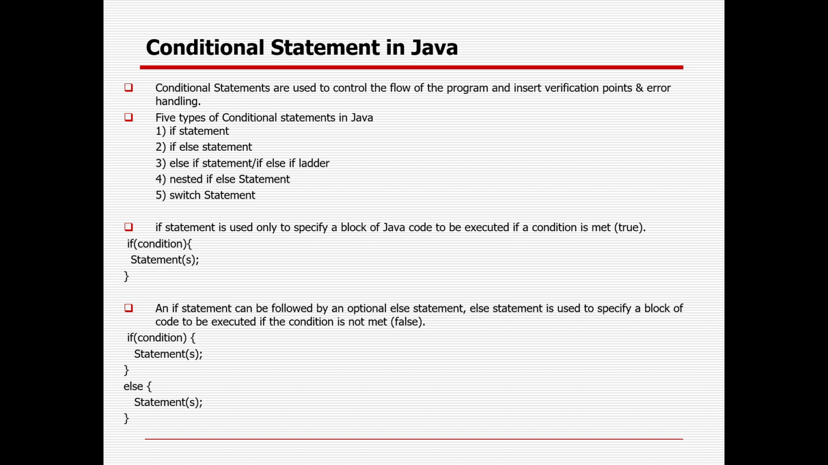There are 5 types of conditional statement in Java: if statement, if else statement, else if statement or if else if ladder, nested if else, and switch statement. First we will go with the if statement. The if statement is used to specify a block of Java code to be executed in case the condition is true or met. That is the syntax: if condition and then statement.